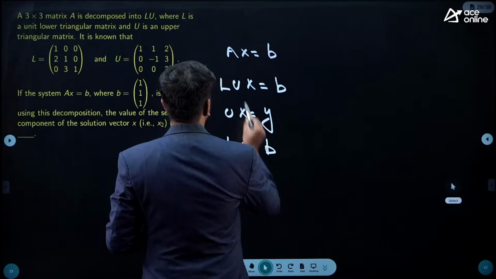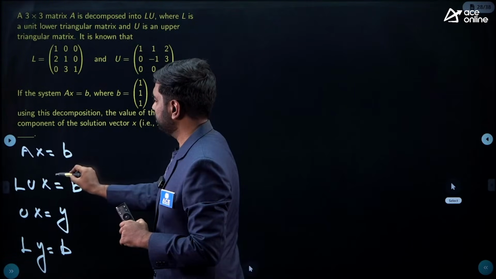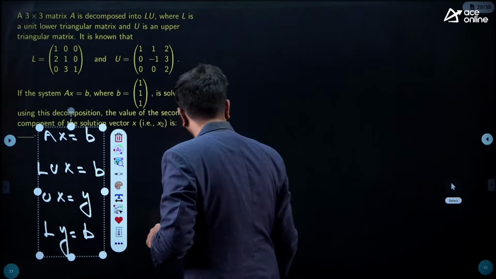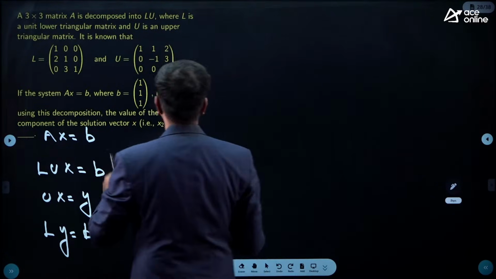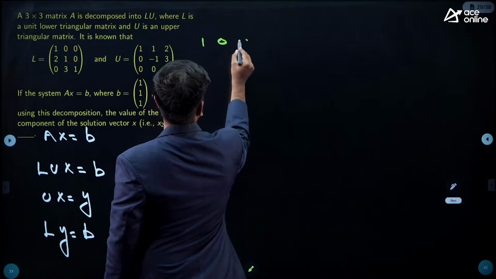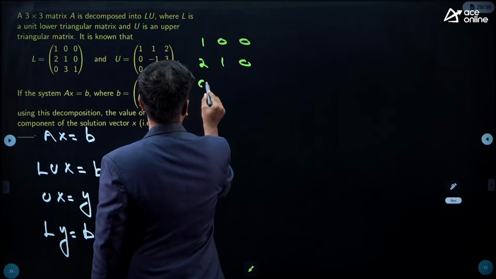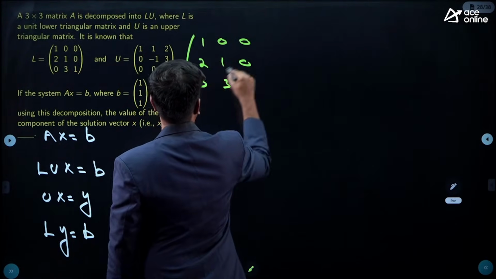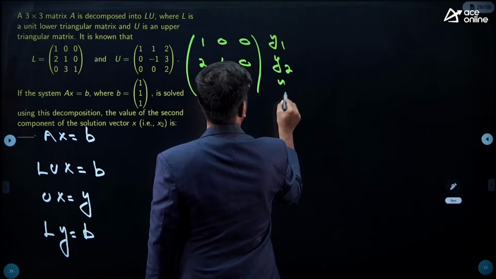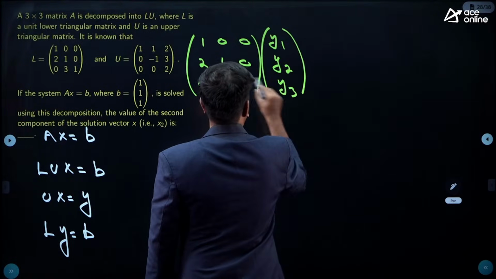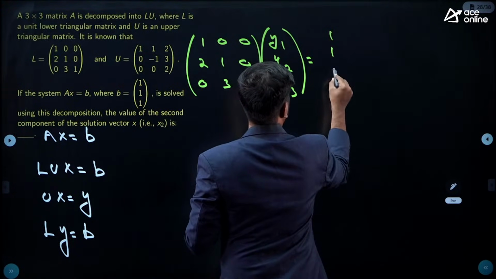So what's the first step? You have to solve the system which is Ly equal to B. So let's solve the system Ly equal to B. Is L given to us? Yes. So what is L? It is 1 0 0, 2 1 0, 0 3 1. Okay, into Y. Y is unknown. So let's assume Y1, Y2, Y3. So Ly equal to what? B. Is B given? Yes. So which is 1 1 1.